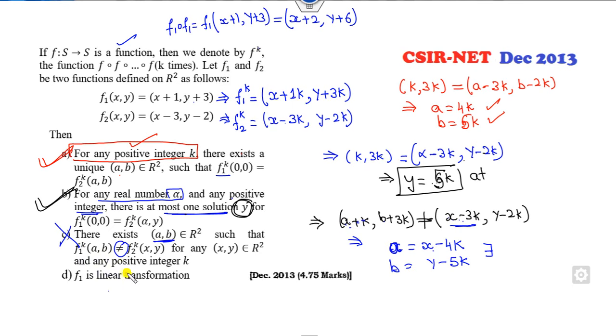F1 is my linear transformation. What is the meaning of linear? The origin must be satisfied. F1 of 0 comma 0 is 1 comma 3, which is not 0, so it is not linear. So A and B are my satisfied answers.